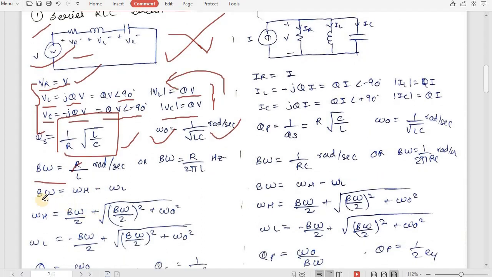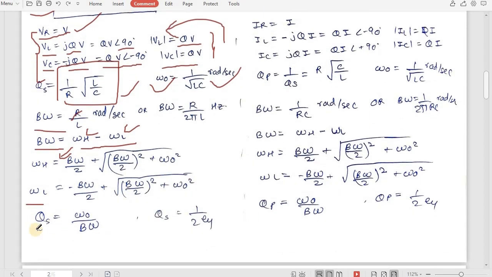Now, as we know, bandwidth can also be written in terms of higher frequency and lower frequency. It will be omega H minus omega L. Omega H is the higher frequency and omega L is the lower 3 dB frequency. The omega H formula is bandwidth by 2 plus under root of (bandwidth by 2) whole square plus (omega naught) whole square. And omega L is simply minus of bandwidth by 2, and the rest of the thing is the same. If you want to write the quality factor in terms of your resonant frequency and bandwidth, then quality factor is equal to omega naught by bandwidth.